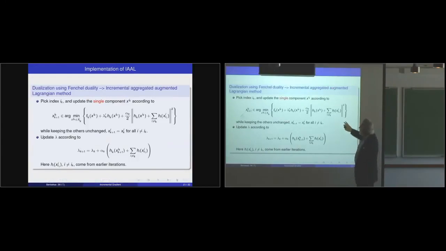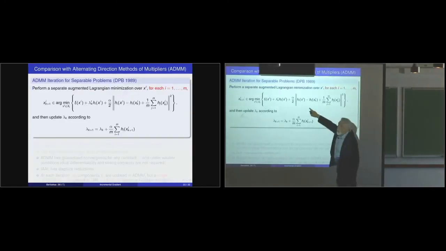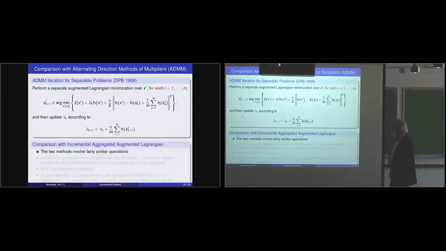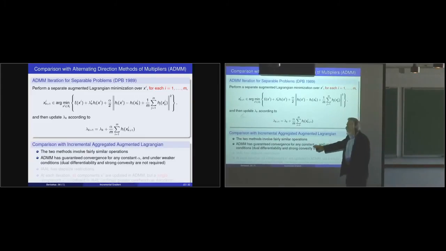Okay, this is the incremental. The main difference here is that you update a single component for iteration before you go into the multipliers. Here you update all the components in parallel, if you wish, and then you update the multipliers. The ADMM has guaranteed convergence for any constant alpha. Okay? It's a great thing about the ADMM. Any step size, there are no problems with step size. And under weaker conditions, you don't need dual differentiability, you don't need strong convexity, and all this other stuff. Just convexity is sufficient for convergence here.